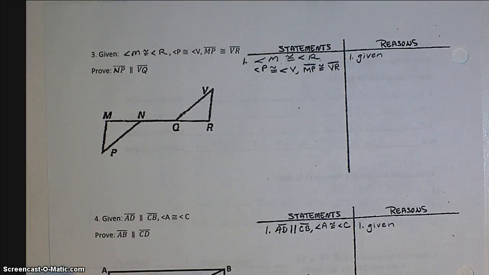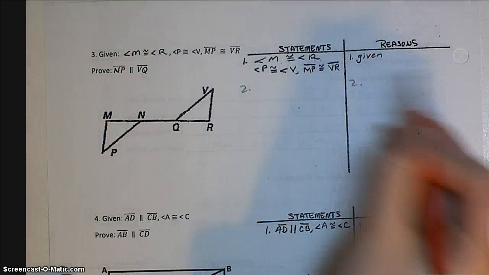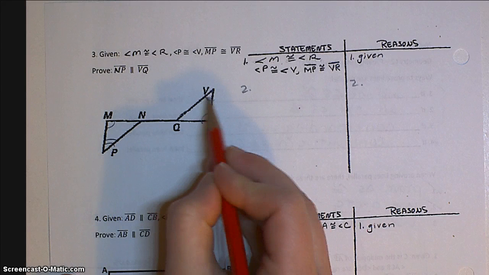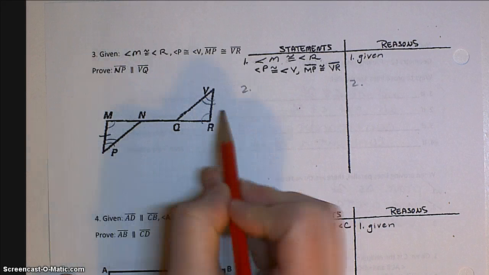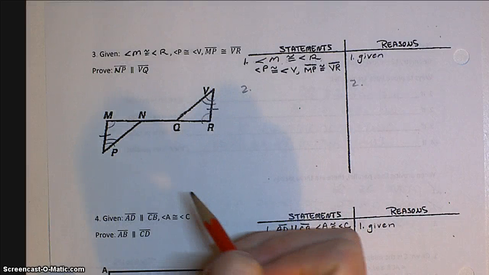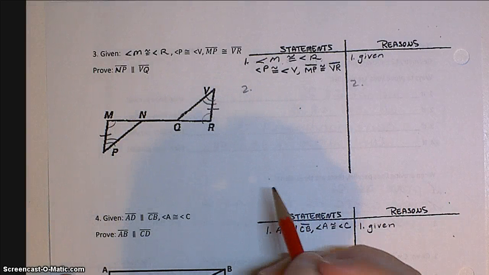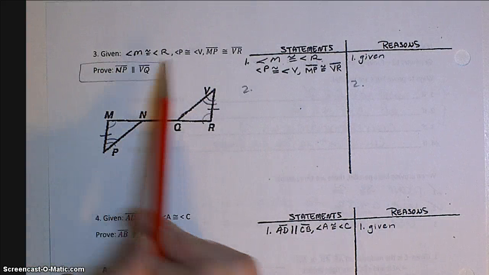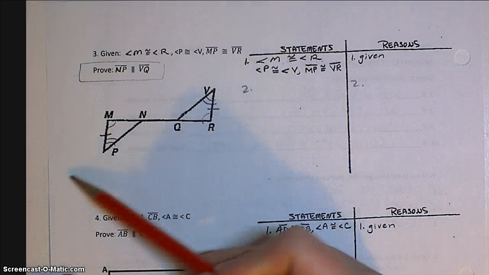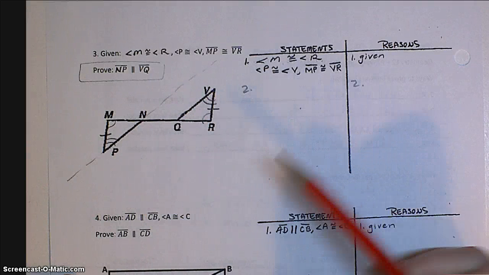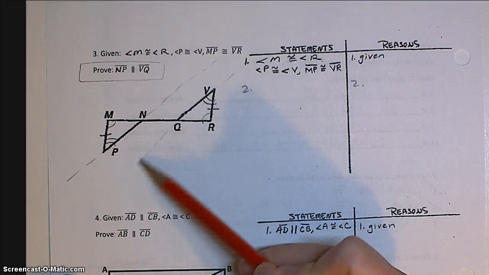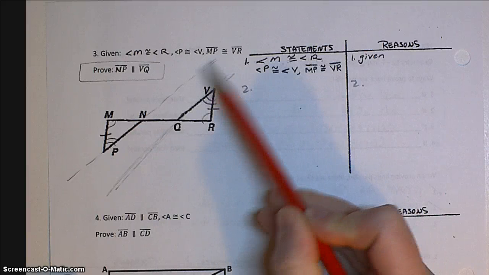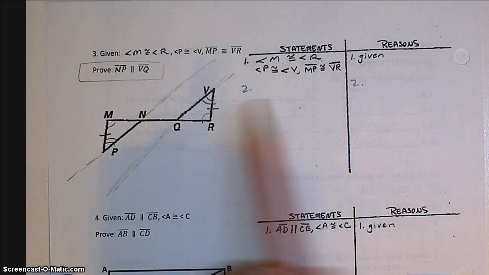Alright, number 3 we have given information again. Give me 1 second, mark this up. So I marked up my picture just from the given. I see that we have ASA. But I'm going to stop for a second because if I look at this, it's a bit odd. NP is this line and VQ is this line here. How are these lines related to these triangles?